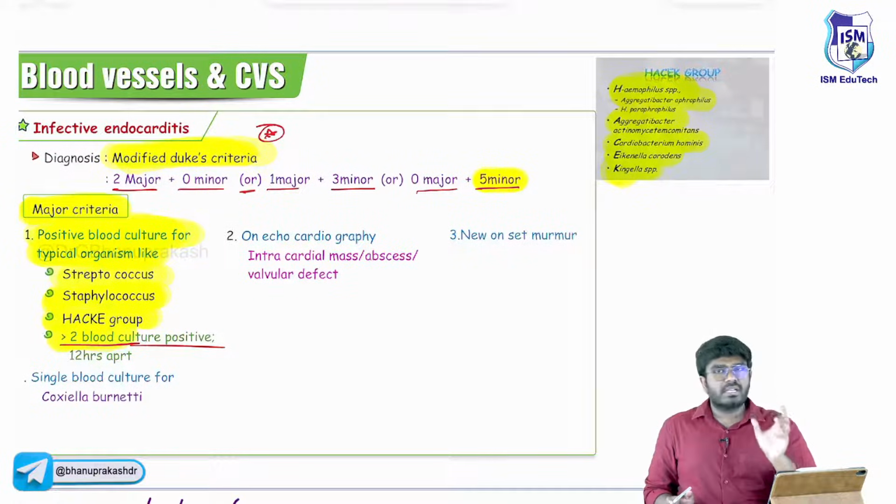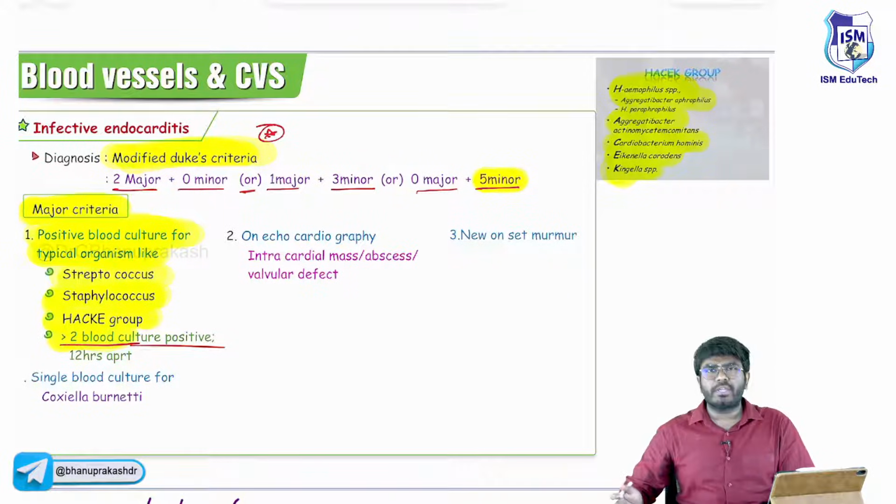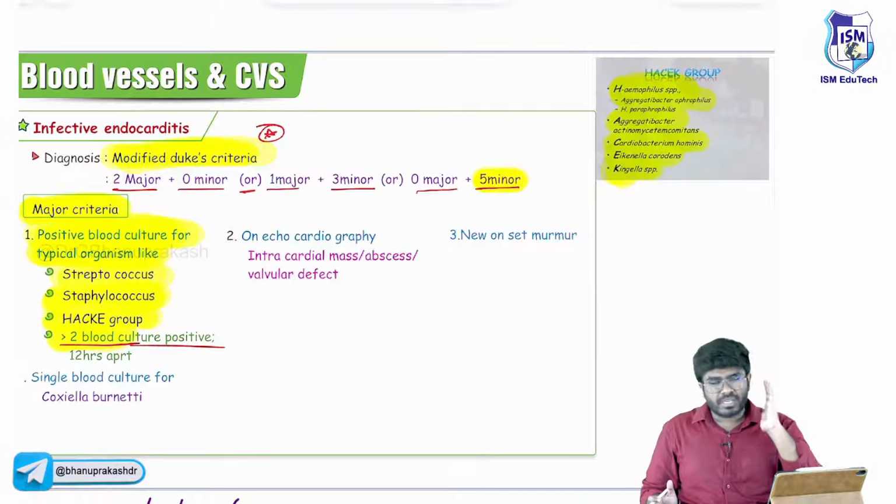First time the blood culture is positive for Staph aureus, and second time also the blood culture should come positive. Usually we will take 3 blood samples. In the 3 blood samples, at least 2 should come positive for the same organism. Then you can say yes, one major criterion is met, and the major criterion is positive blood culture.